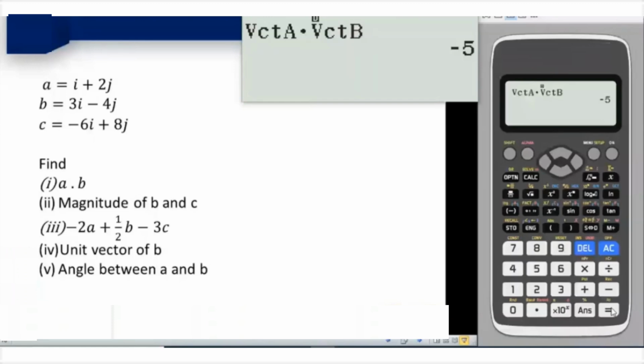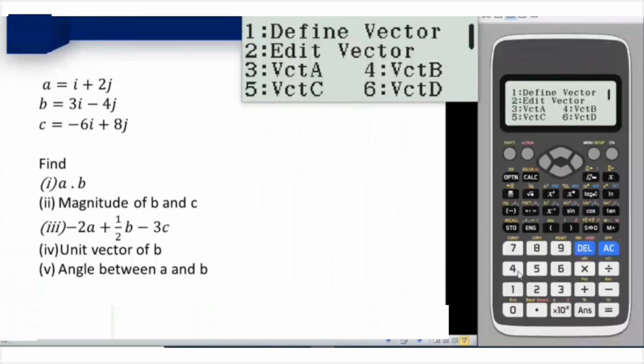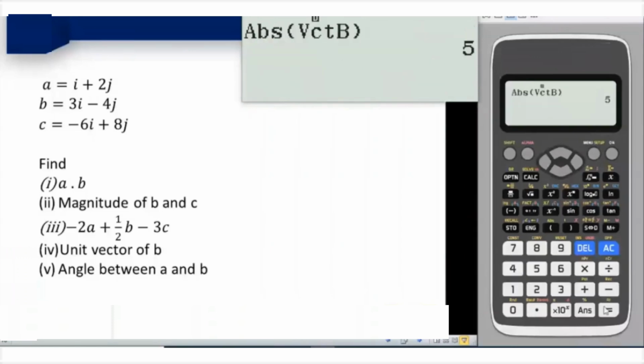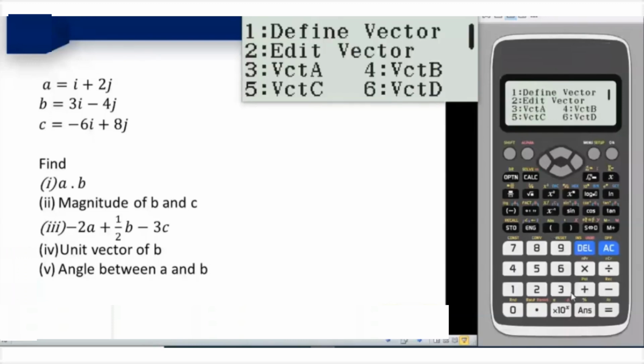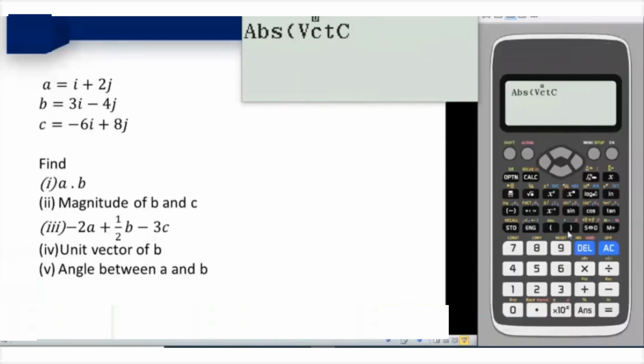Then I need to find the magnitude of B and C. To find the magnitude of B, I will press shift and bracket. I will press option 4, which is vector B. I will close the bracket and the magnitude of B is 5. Then I will press shift and bracket, I will press option 5, which is vector C, close the bracket, and I will press equals, which is 10. So the magnitude of vector C is 10.